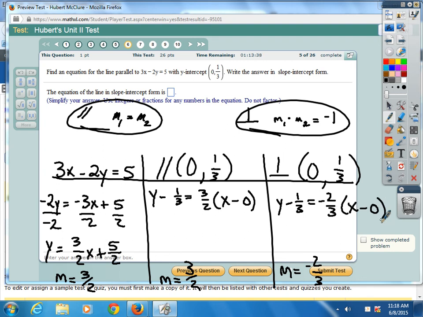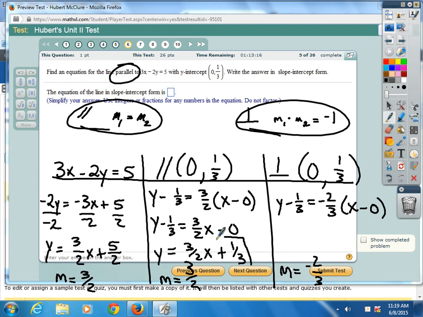Now, which one is this problem asking for? Parallel. So you would put whatever equation you get here. y minus 1/3 is equal to 3/2 x minus 0, and y is equal to 3/2 x plus 1/3. And that's your answer. That's what goes in the answer box right there.